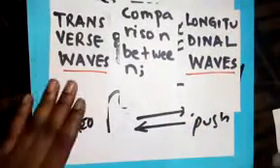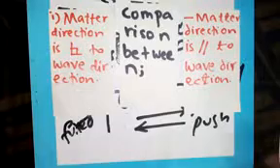Now, the first relation is from their definitions. I think you know their definitions. Transverse: particle direction and wave direction are perpendicular to each other. Longitudinal: particle direction and wave direction are parallel to each other, or are the same. But again, transverse forms crest and trough. But longitudinal forms compression and rarefaction.